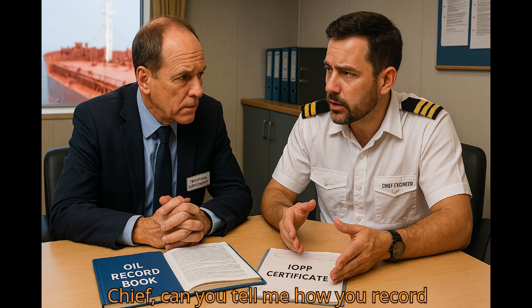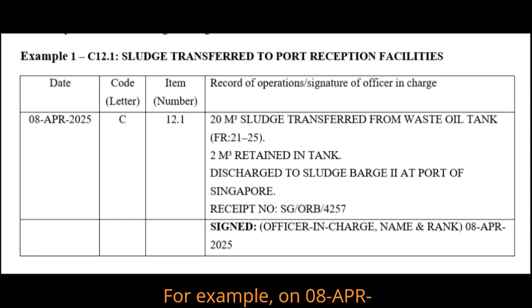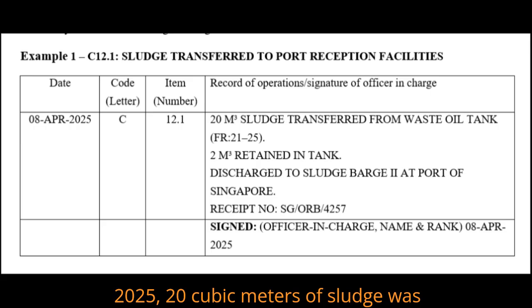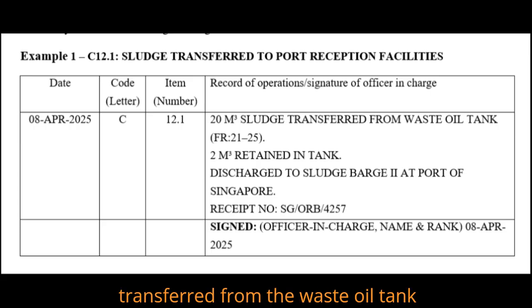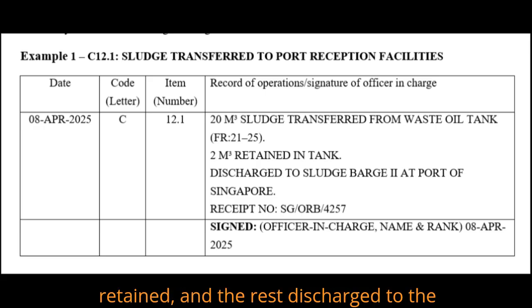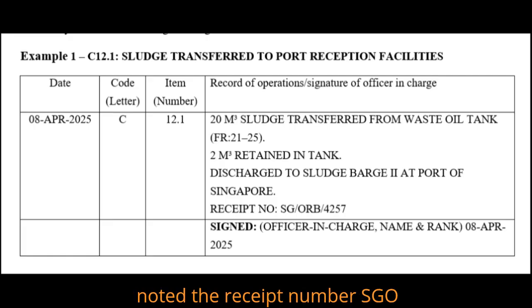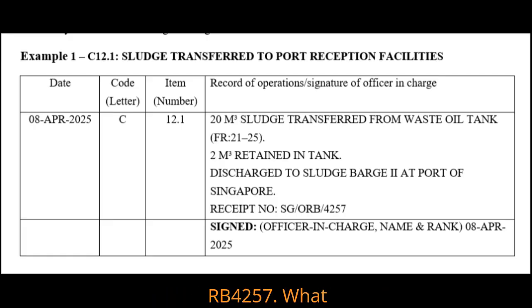Chief, can you tell me how you record disposal of sludge to shore facilities? That's recorded under Code C, Item 12.1. For example, on 08 April 2025, 20 cubic meters of sludge was transferred from the waste oil tank, FR 21-25, 2 cubic meters retained, and the rest discharged to the sludge barge at Port of Singapore. We noted the receipt number SGORB 4257.